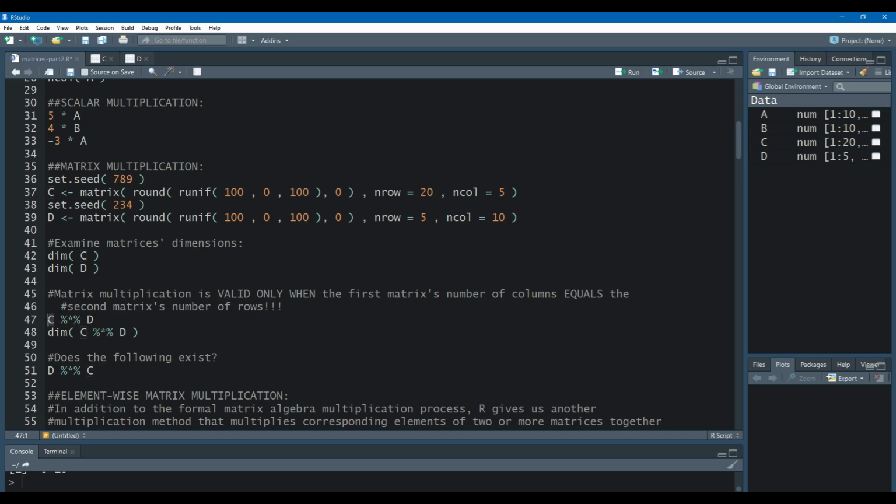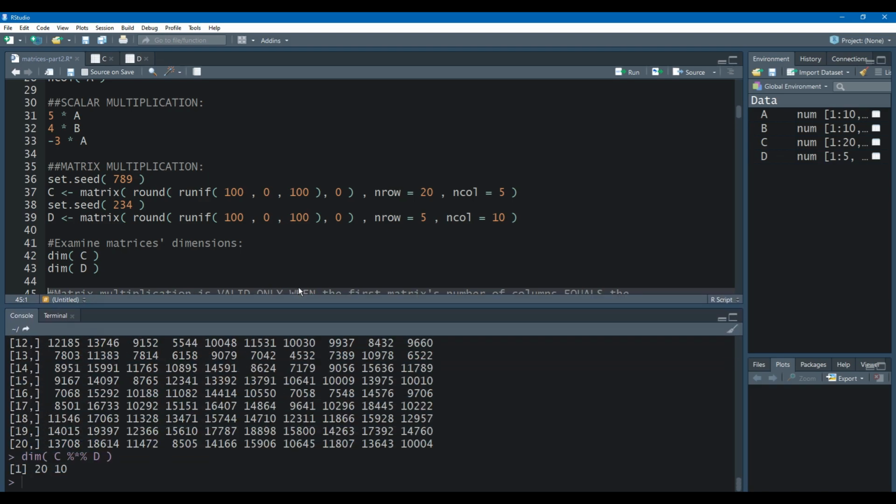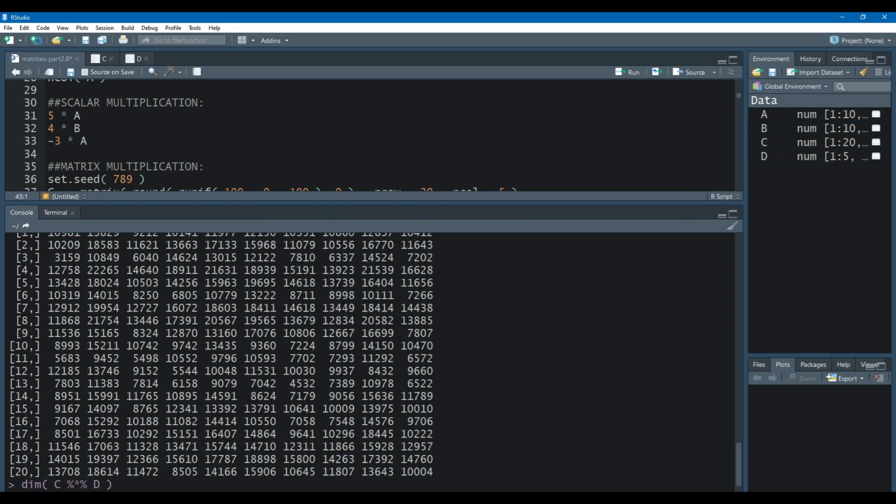So let's multiply matrix C by matrix D. And I also should note that matrix multiplication, unlike scalar multiplication like 5 times 4, 4 times 5, when it comes to dealing with matrices, the order of how you multiply things absolutely matters. So let's do that. Multiply matrix C by matrix D. And here we have a resultant matrix.